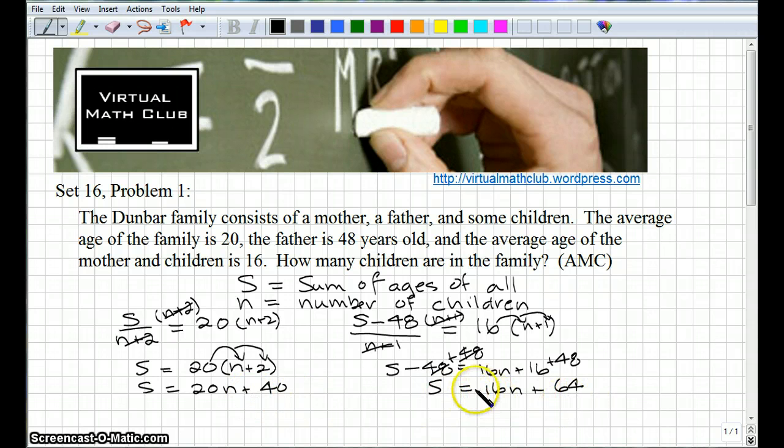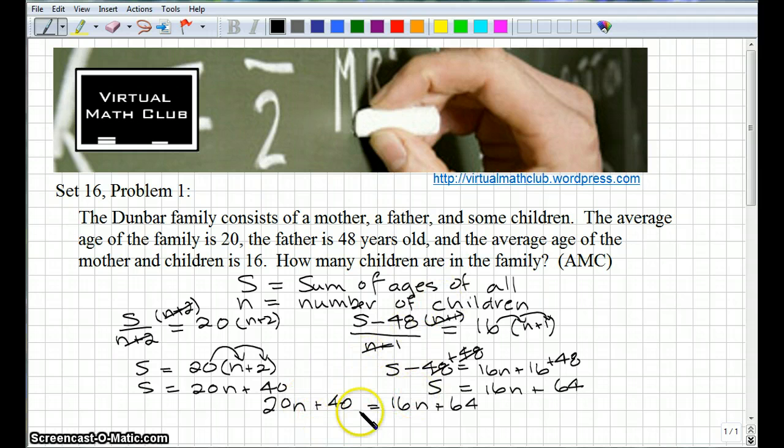So I can actually eliminate one of the variables, the s term, and I can just equate the two because I know they're both equal to s. I can say 20n plus 40 is equal to 16n plus 64. Alright, now I have only one variable. I only have the n, which is what I'm looking for, which is kind of a good thing.